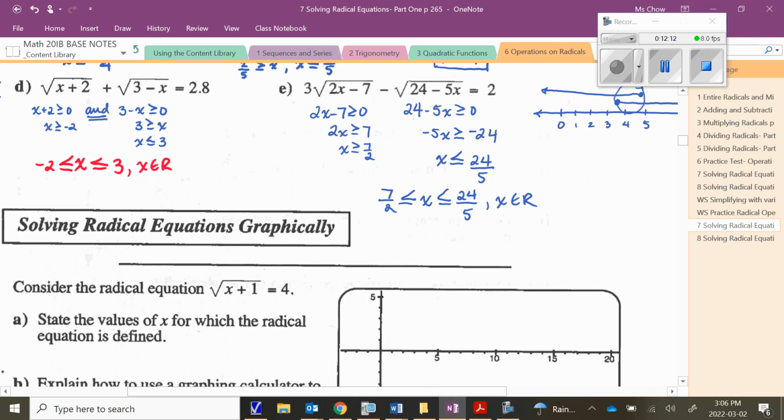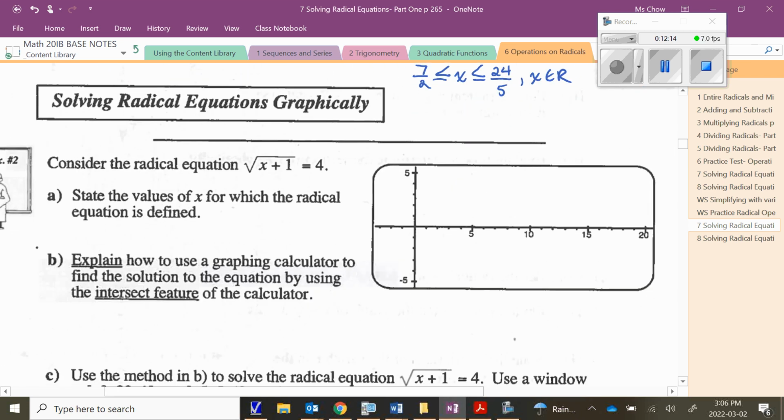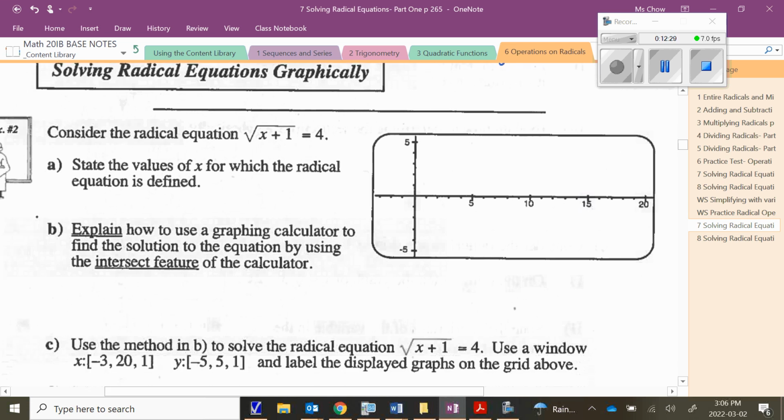Okay, let's take a look at solving radical equations graphically. So as we know from solving quadratic equations as well, there are two ways to solve equations using your calculator. Let's take a look at A.